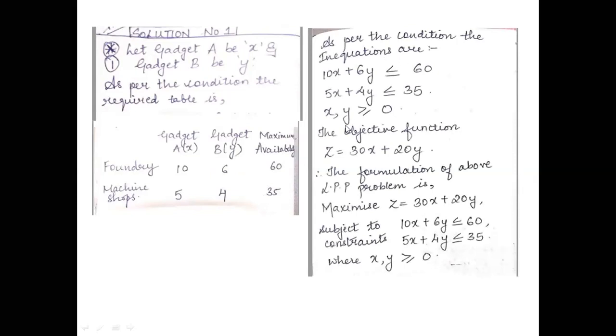So as I told you, they are not equal to. They are either less or either greater. So as the sum is of maximum, in maximum, I told you opposite symbol, less than equal to will come. So the first inequation we are getting is 10x plus 6y less than equal to 60. Similarly, the second one, 5x plus 4y less than equal to 35.